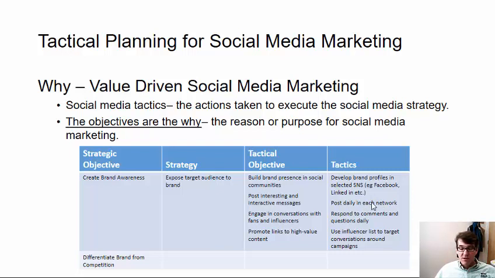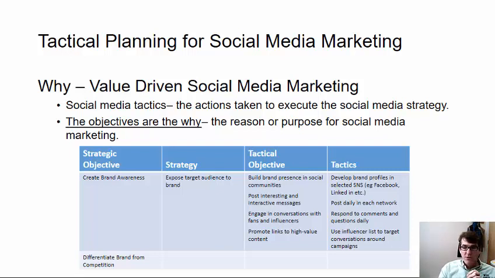Do you see how these tactics become things that we can do? They're things on a checklist. Yes, I'm doing that. If I'm doing these tactics well, I should be reaching the tactical objectives. The tactical objectives should help me reach the strategy that I have put out to reach my strategic objectives. Does that make sense? Respond to comments and questions daily. Use influencer lists to target conversations around the campaign.